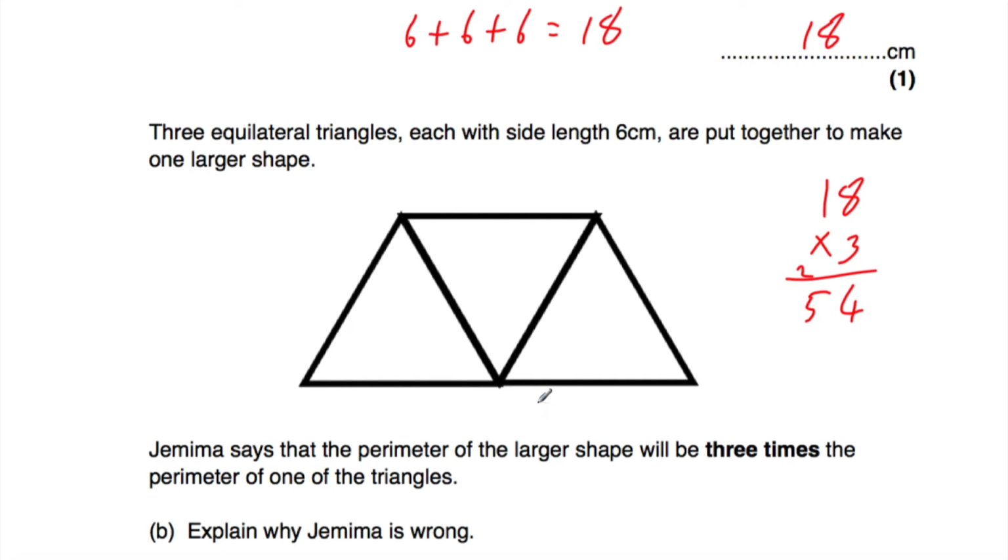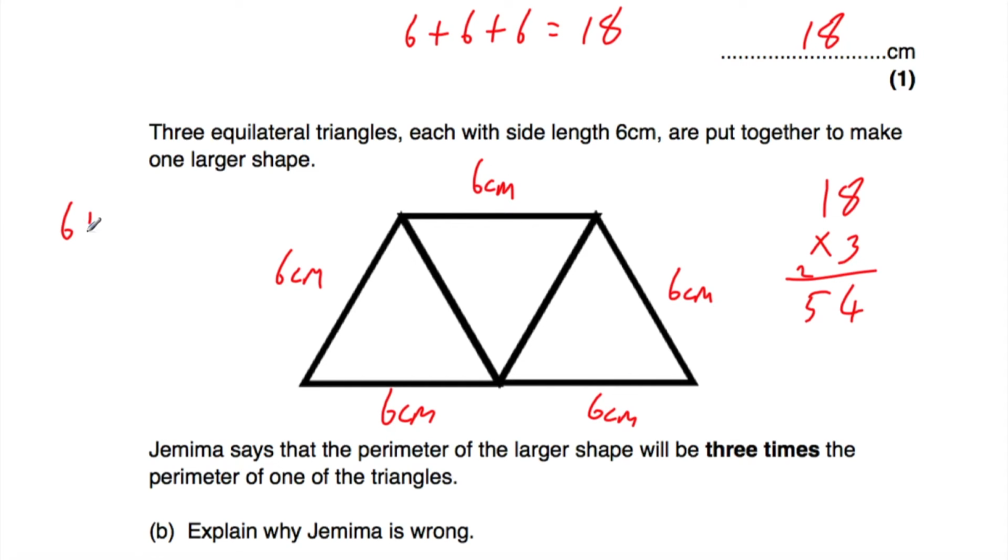So each one of the sides has got a length of 6 centimeters. That's 6 centimeters from here to here, from here to here, from here to here, and from here to here. Now, if we want to find the perimeter of this larger shape, we're not going to be using these sides or these sides, because obviously they're being joined together inside of the shape. So let's find the perimeter of the shape.